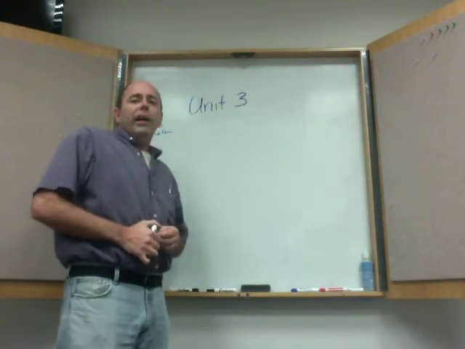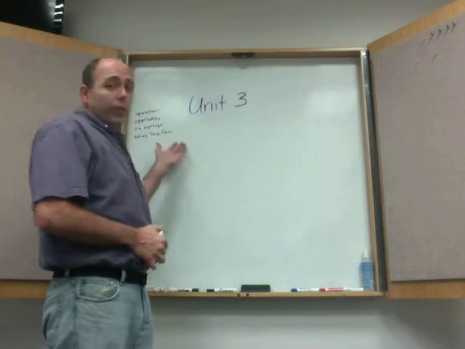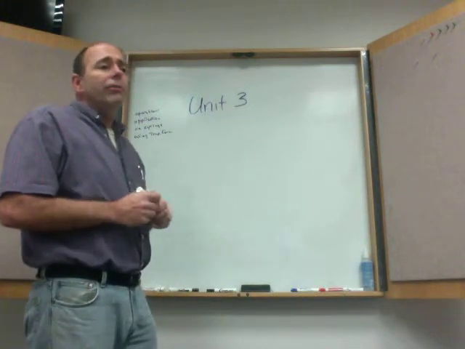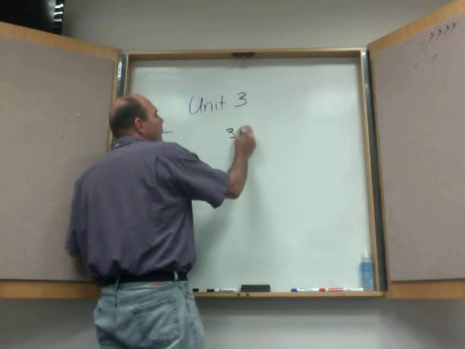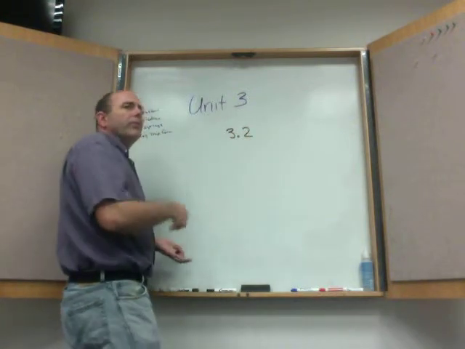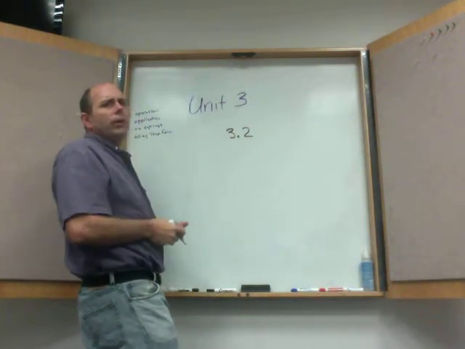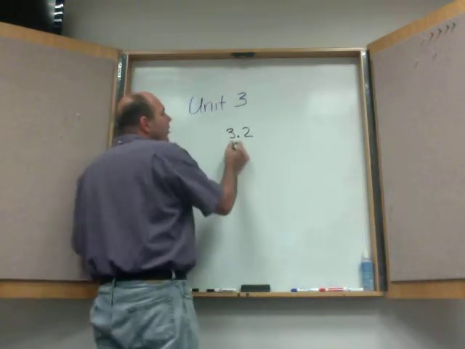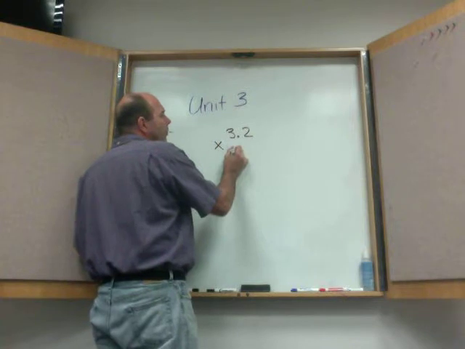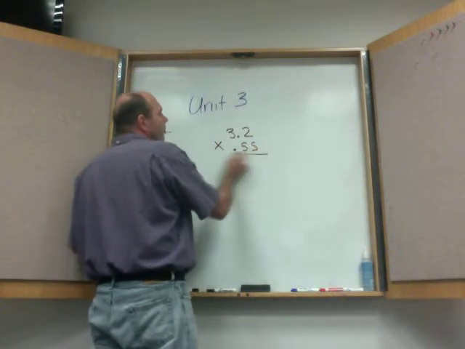Okay, multiplying and dividing decimals, I'm sorry, is also not very difficult. Let's look at 3 and 2/10, and let's multiply. I don't want to work too hard today, so let's multiply it by 55 hundredths. So I'm going to multiply times 55 hundredths.